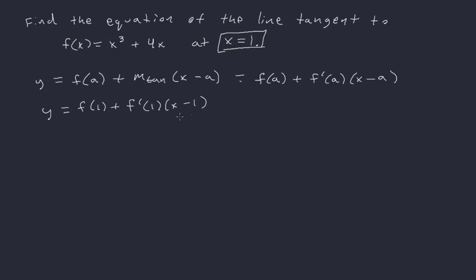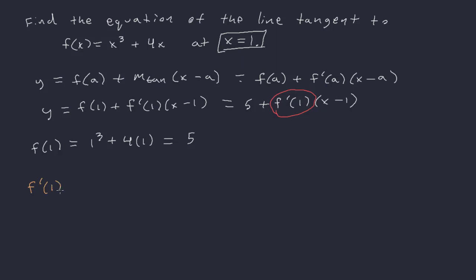Okay, so this part we don't really need to worry that much about. It's finding these two. The f of 1 shouldn't be much of a problem. F of 1, that'll be 1 cubed plus 4 times 1, so that'll be 5. So our equation is going to be 5 plus f prime of 1 times x minus 1. The real work here is finding the f prime of 1. So let's focus on finding that f prime of 1.